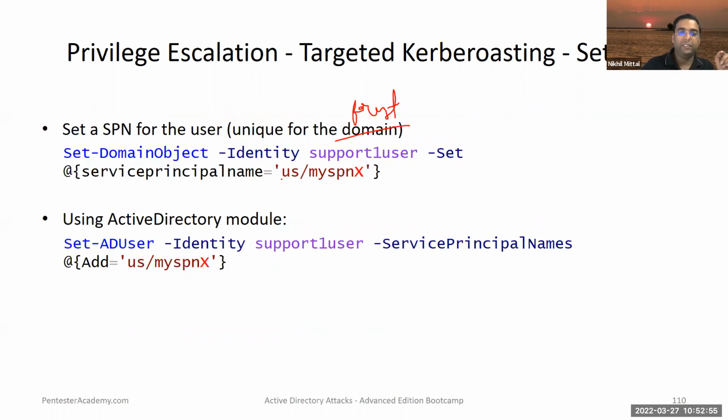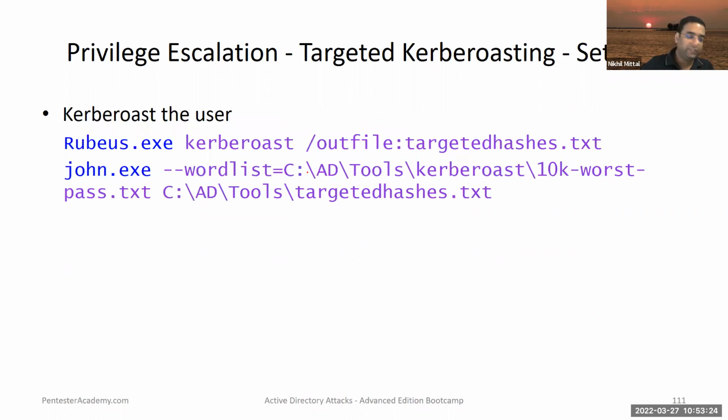So the first requirement is that the SPN must be unique across the forest, and the second requirement is that it must be in the format string/another string. That's it. You can use whatsoever you want, and if it is in the correct format and unique across the forest, the KDC will accept that. And once you set the SPN, then you can Kerberoast the support one user.